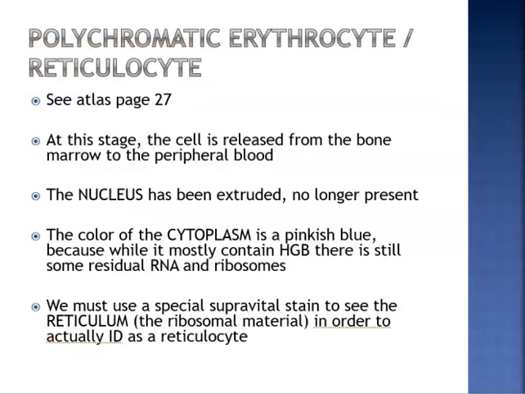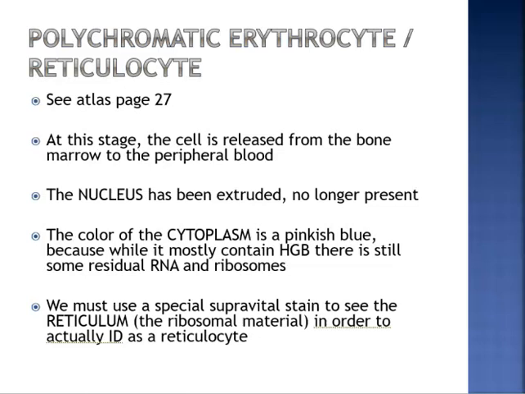The next stage in maturation is the polychromic erythrocyte stage, or the reticulocyte stage. This is on page 27 in your atlas. Please check out that image. At this stage, the cell is released from the bone marrow into the peripheral blood. So we're still not completely mature yet. We're still maturing, but it can be released into the peripheral blood.